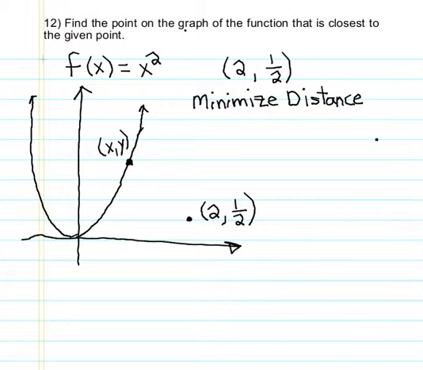Okay, this is a problem from the homework assignments. Problem number 12, where it asks you to find the point on the graph of the function that is closest to the given point. I know from previous experience there have been a lot of questions on this type of problem, so we're going to go through this one together.